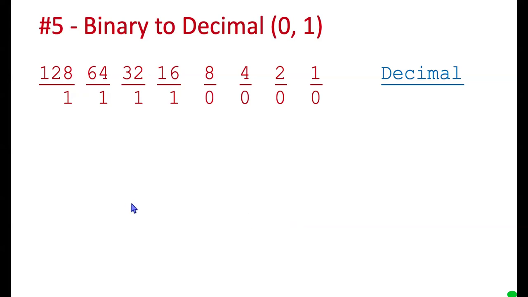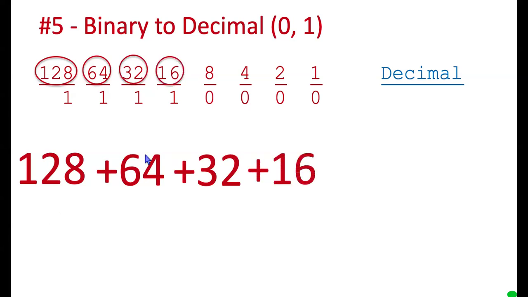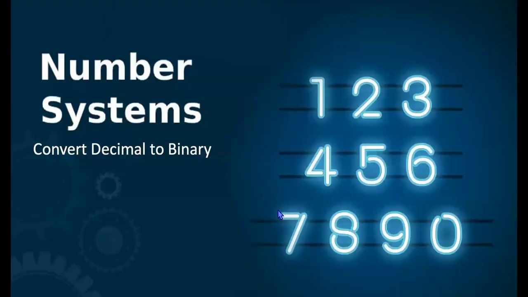Let's do another one. Oh, got a little adding to do here, right? 128 plus 64 plus 32 plus 16. I think that's it, right? Add those up, 240. All right, let's go decimal to binary now. It's exactly the same, only different.